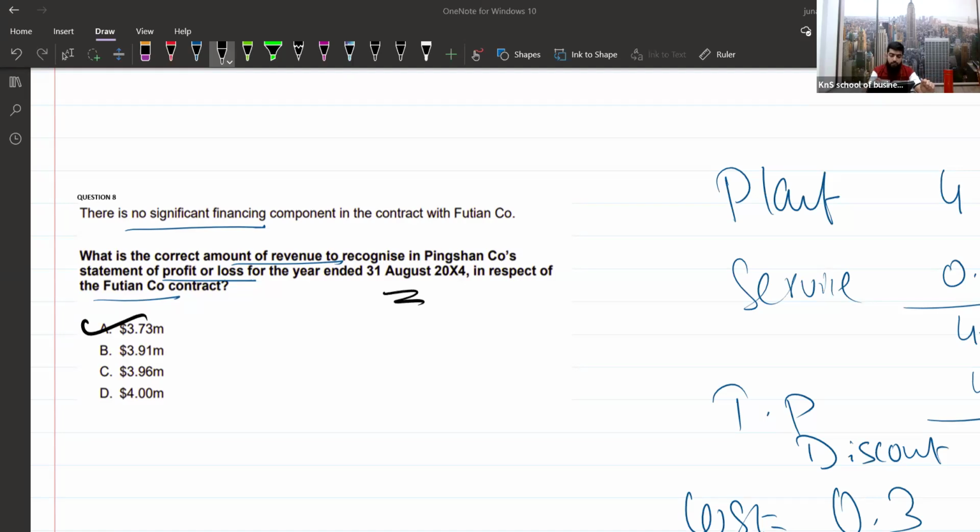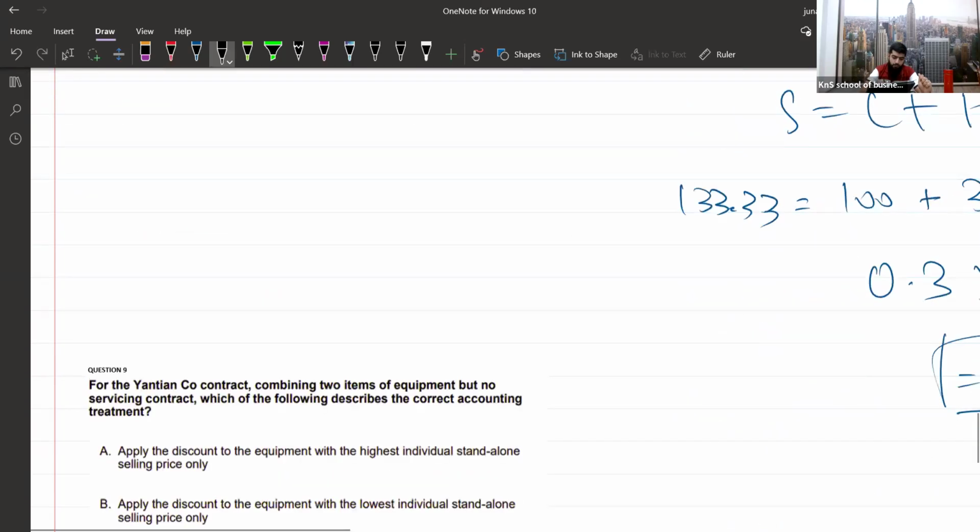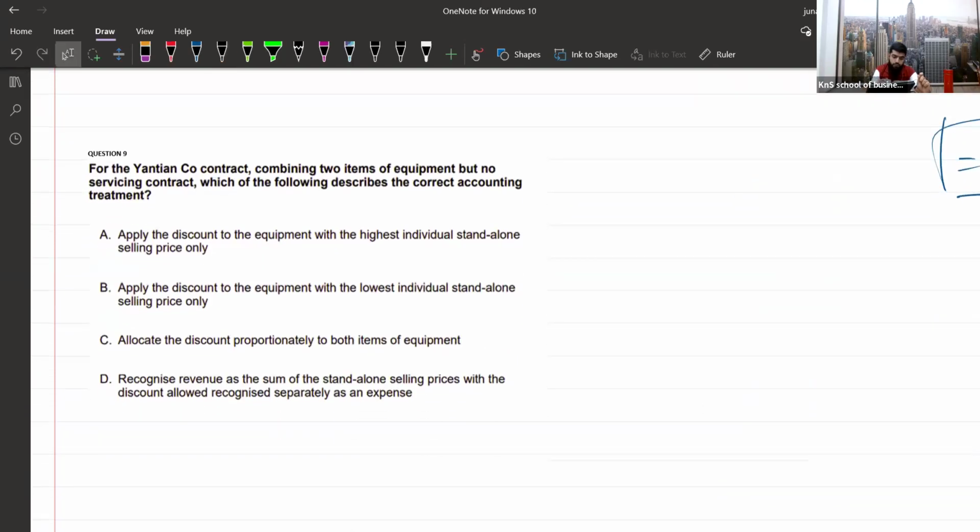Are we clear on this one? So this was the question that was related to the IFRS 15 5-step model. Now the last question is related to the Yantian contract.